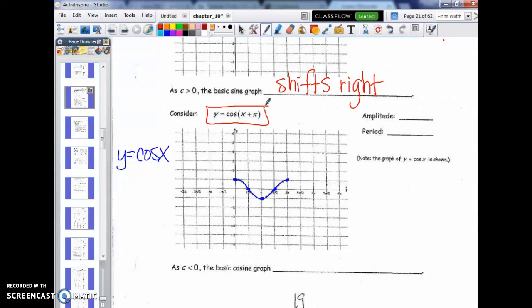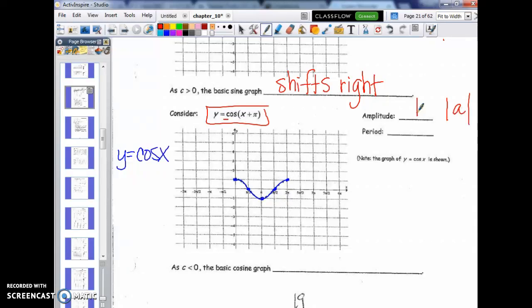Okay, my amplitude. I know amplitude is the number in front of the word cosine or sine. Okay, that's my a value. So the absolute value of that value, absolute value of 1, is 1. Now I'm going to draw this cosine curve now for y equals the cosine of x plus pi.